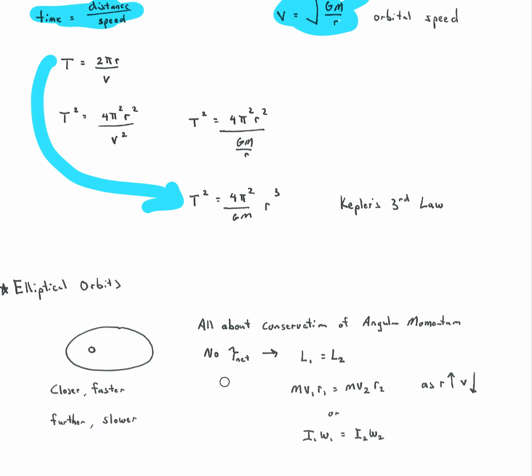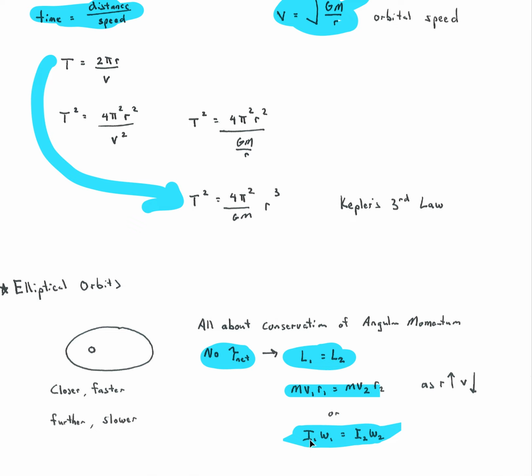And then I did throw one in there: elliptical orbits. That's not about forces. That's all about there existing no torque, and it's conservation of angular momentum. You can do this: m v1 r1 equals m v2 r2, and we can show that as r goes up, v goes down. Or you can look at I and omega and figure out what happens to omega when r increases.